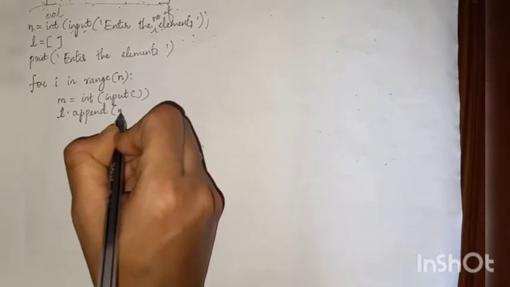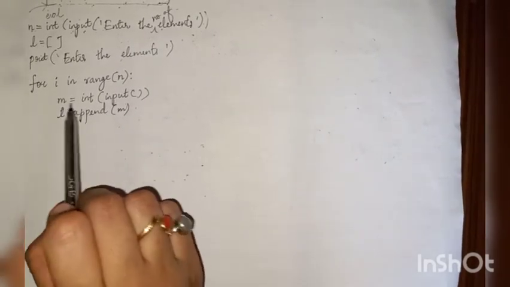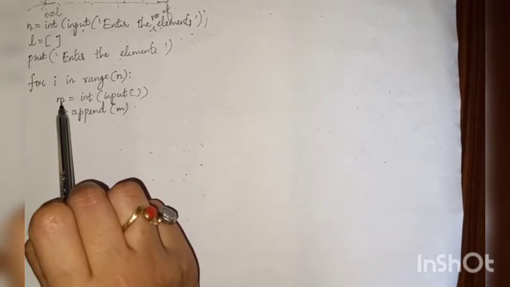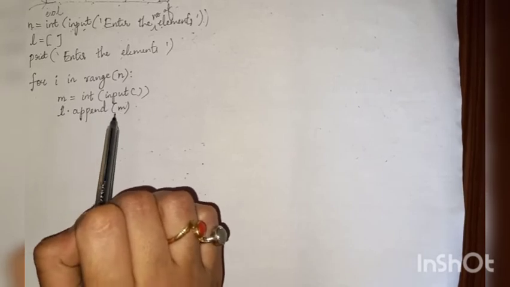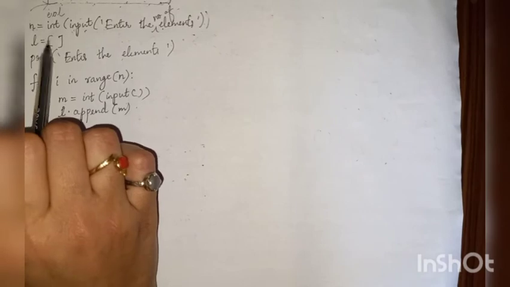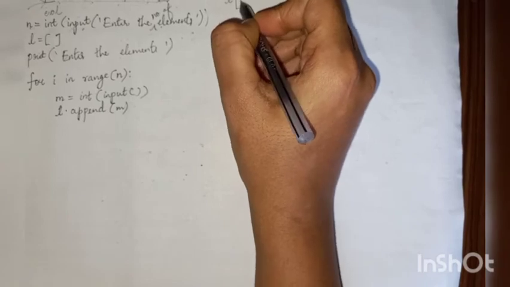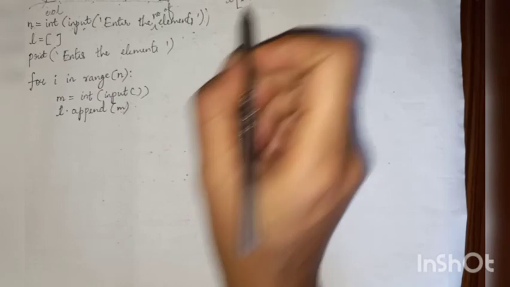in bracket m. What happens is, L is an empty list. We are entering a value m, the value that is in the variable m. So the append function will add the value m at the end of the list. Here this is an empty list, so in L, the first value will be the value assigned to m. It will be added.